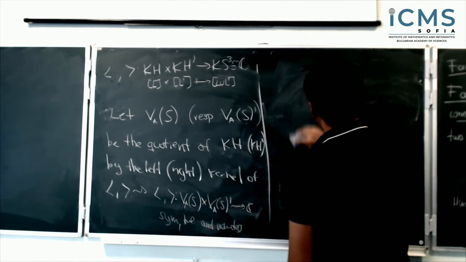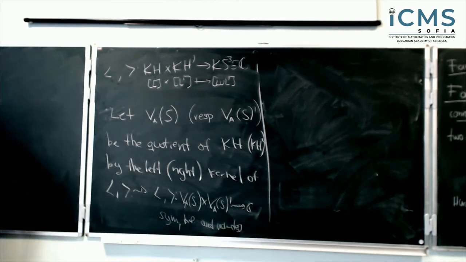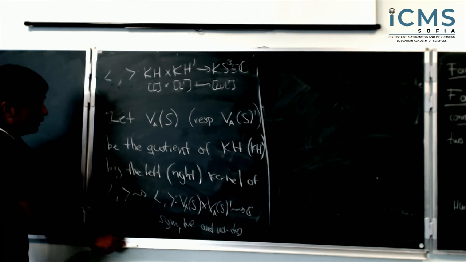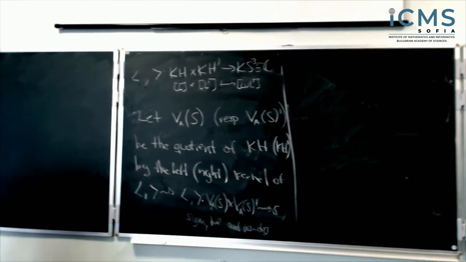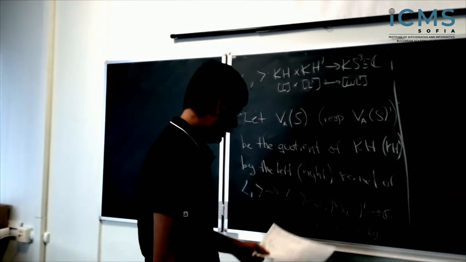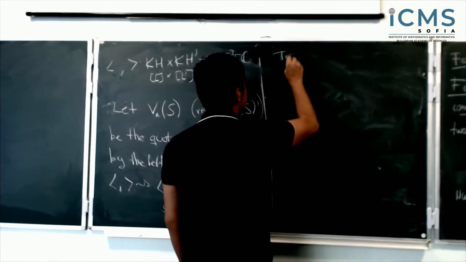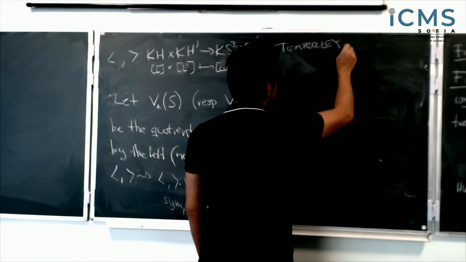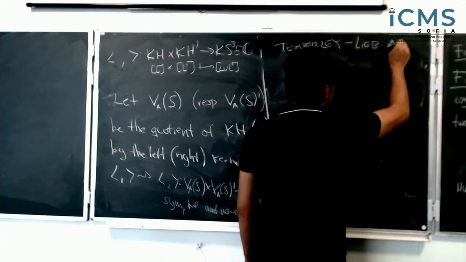And now, an explicit basis can be constructed, and this basis is of combinatorial type. So let me begin with this description. For this, I will define the Temperley-Lieb algebra.